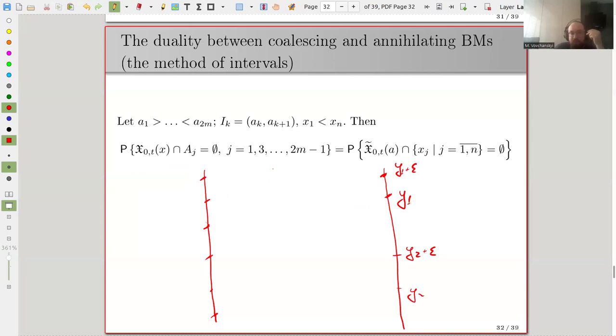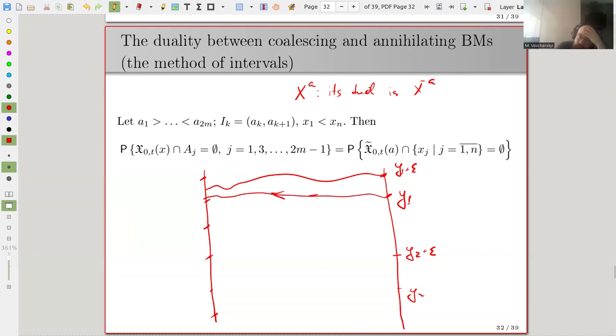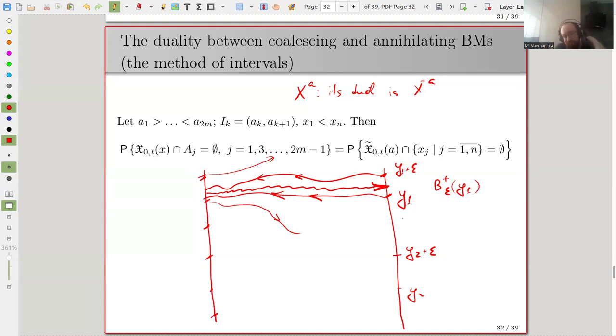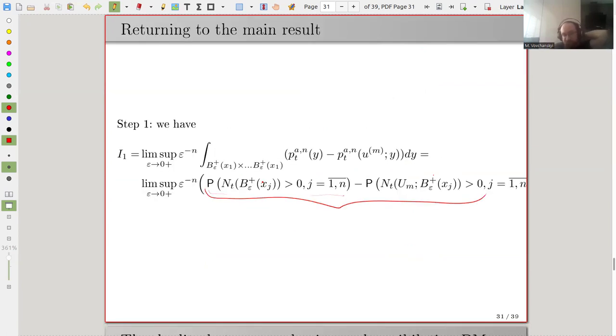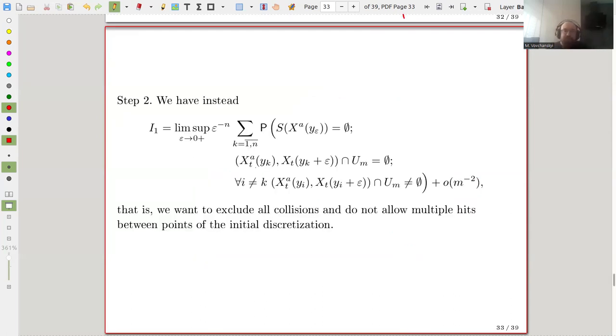So in terms of dual flow, the result of Riabov says that if we have the Brownian web A, its dual is minus A. In terms of the dual flows, it means that the dual flow goes like this. So the original hits this B plus epsilon Y1. But the flows that start from these points do not. So instead of the original difference, we can consider something like this.